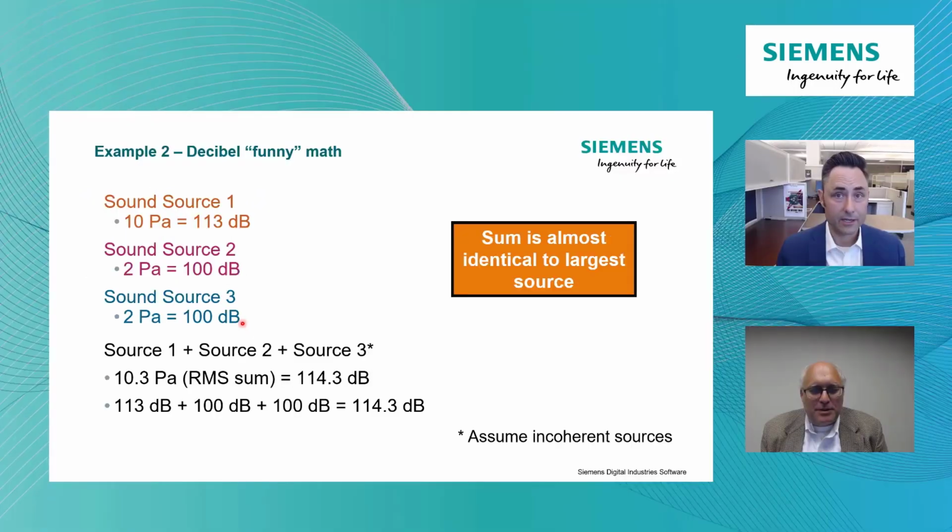Well, luckily the answer is there on the slide. Right, it is. And it's 114.3 dB. Again, we're going to do this RMS sum. So 10 plus 2 plus 2, that gives us 10.3. Convert that to decibels, 114.3. That's 10 squared plus 2 squared plus 2 squared, all square rooted, 10.3. Correct. Yep, exactly. What do you notice about this sum, 114.3?